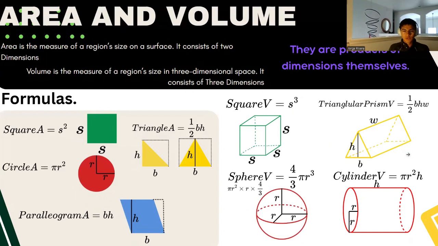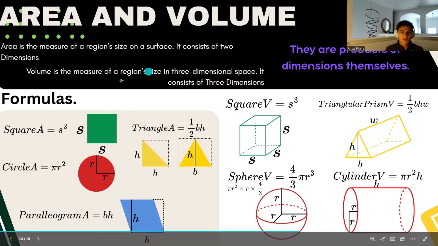All right, area and volume. We're going to switch gears for a second. Area is the measure of a region size on a surface. It consists of two dimensions. Volume is the measure of a region size in three-dimensional space. It consists of three dimensions. So they are products of dimensions themselves.